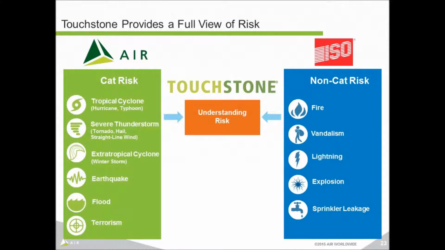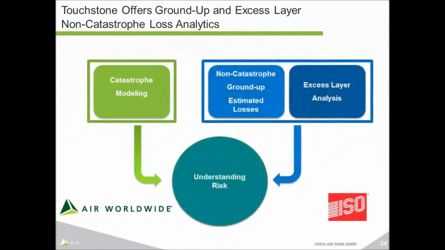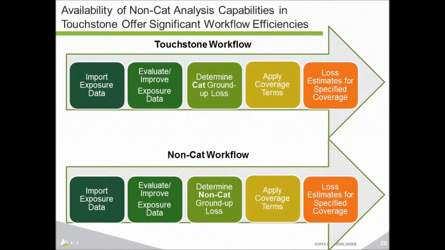However, in addition to this core capability that you have come to expect from AIR, Touchstone also offers loss analysis capabilities for non-catastrophe perils such as fire, vandalism, and water leakage. This capability enables clients to employ ISO loss costs to generate ground-up loss estimates and ISO's property size of loss or piecehold curves to estimate losses to different layers of coverage in the case of shared and layered policies directly within Touchstone. This offers carriers significant workflow efficiencies in their underwriting processes.